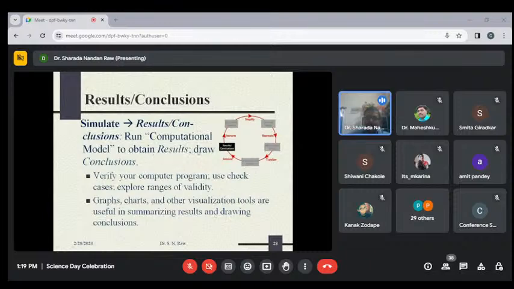Okay, after the computational model result, draw the conclusion. Okay, then we find some conclusions. Then we can see this, show the phase portrait diagram. With the help of the diagram we can find the hidden reality of the model. So verify your computer program, use check cases, explore the range of validity. Graphs, charts, other visualization tools are used in summarizing the result and drawing the conclusion.